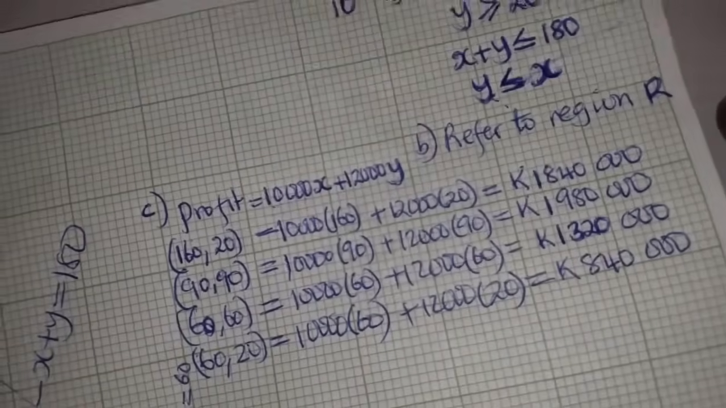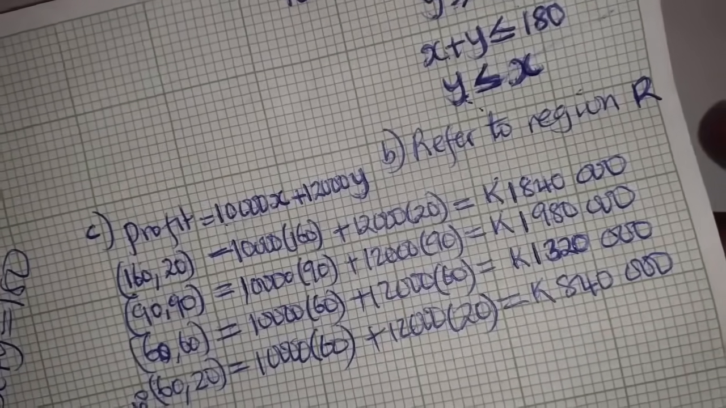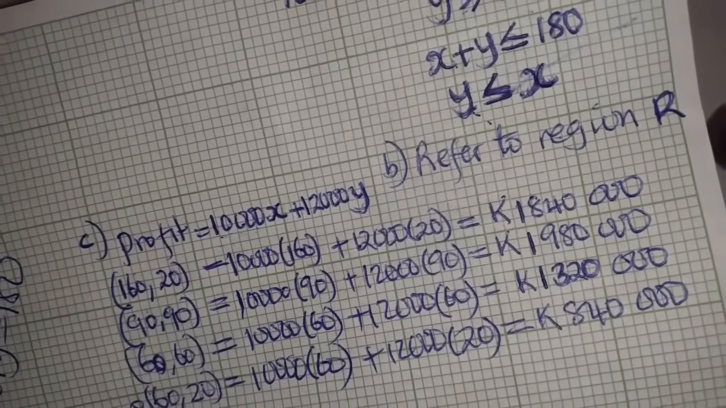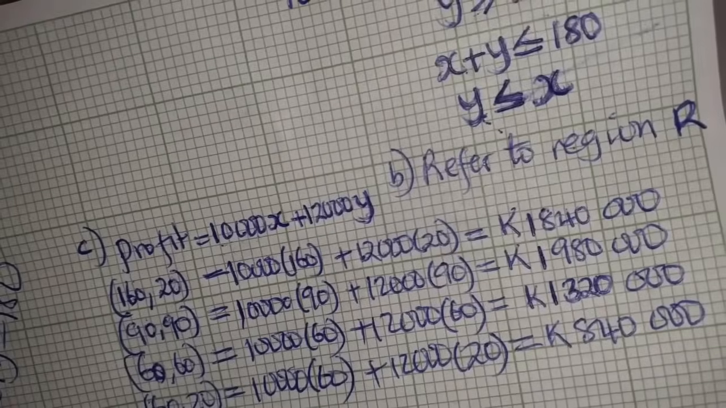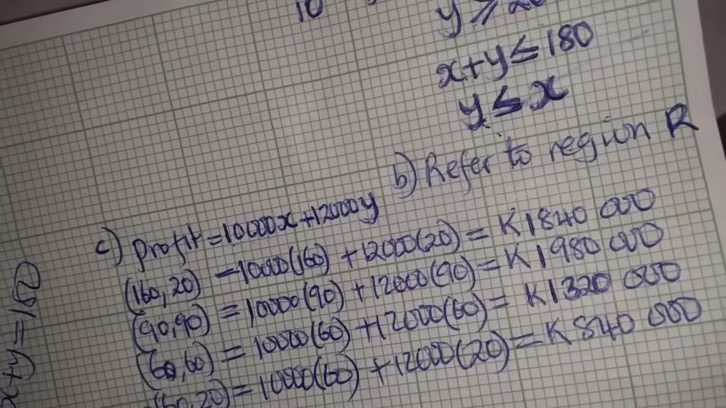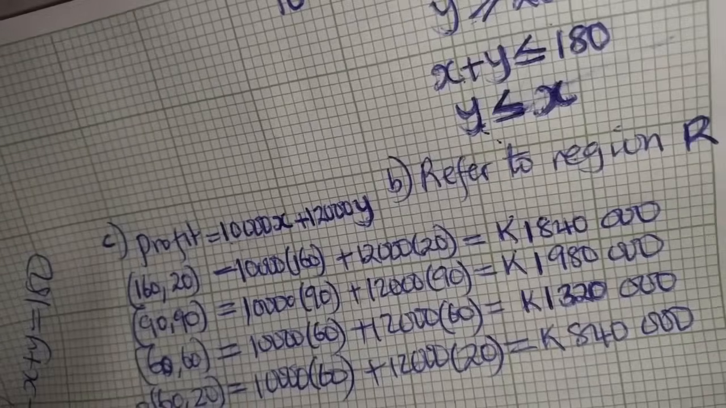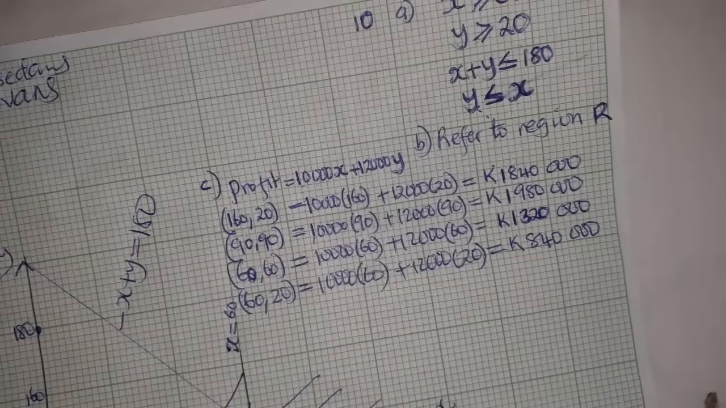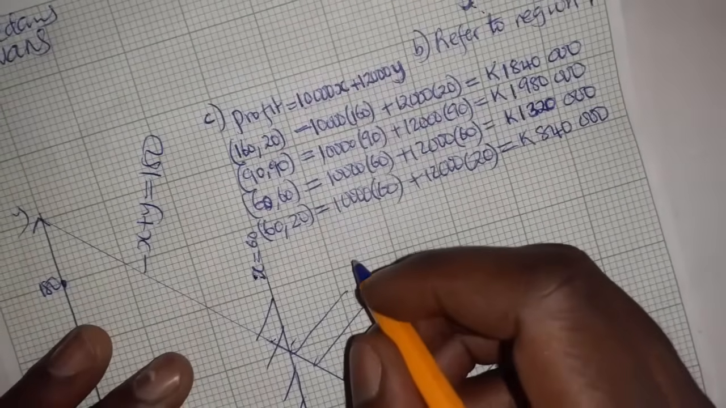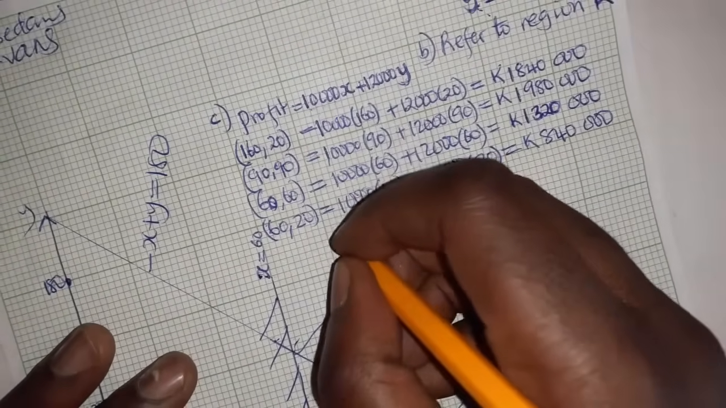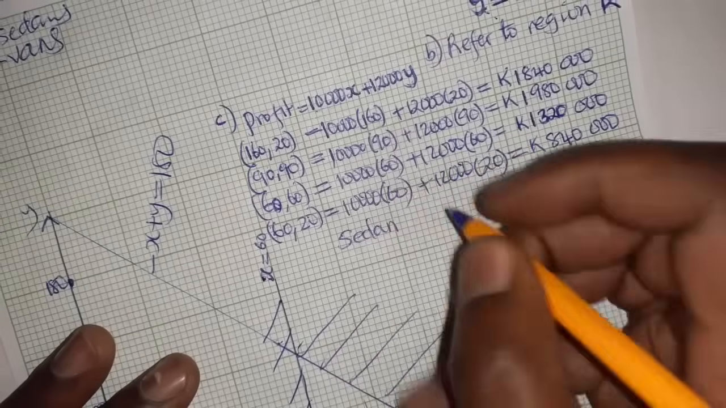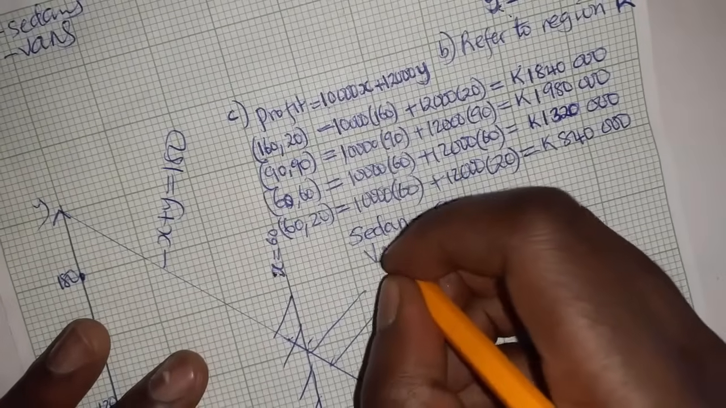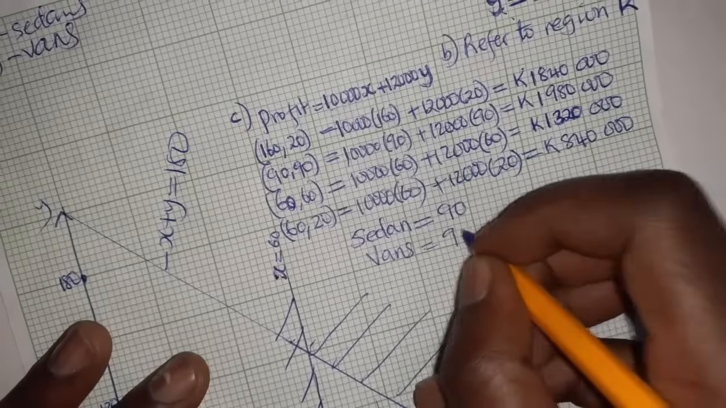What is the highest amount here? It's the second one, isn't it? Which is 1,980,000 kwacha. That is the highest amount. What combination gave us this highest amount? It's (90, 90). So to maximize profit, the sedans that must be ordered are 90, and the vans are also 90.